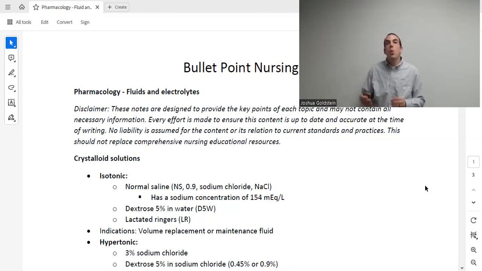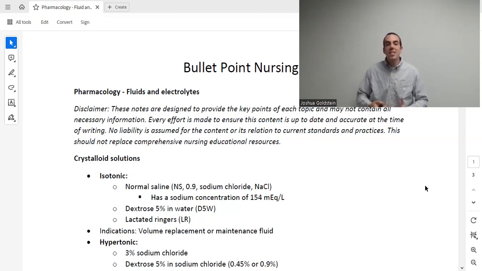The point is, we have to have the patient's volume status normal or close to it in order to understand whether the patient has a normal sodium level. If the patient has an abnormal volume level, if they are hypervolemic or hypovolemic, we must take that into consideration when looking at their sodium level.